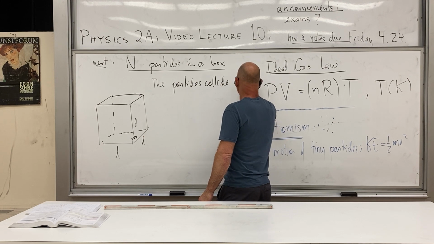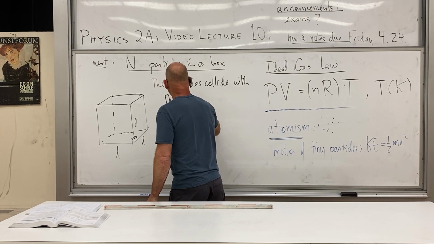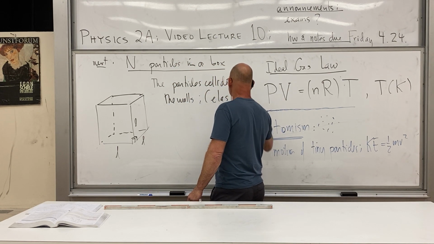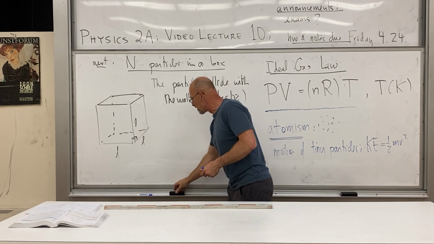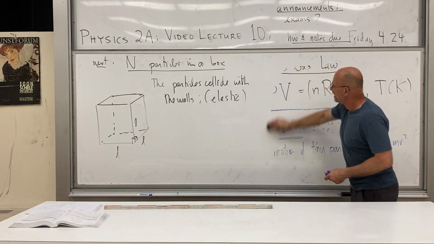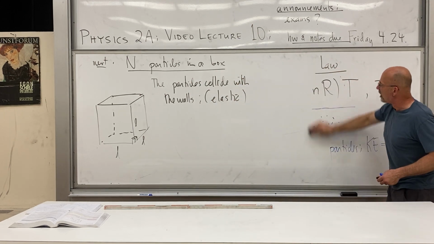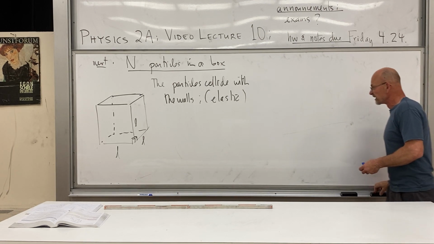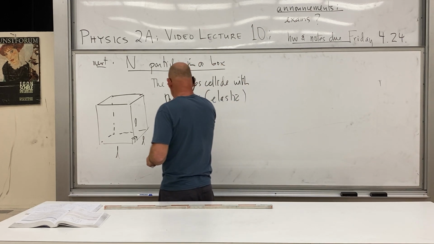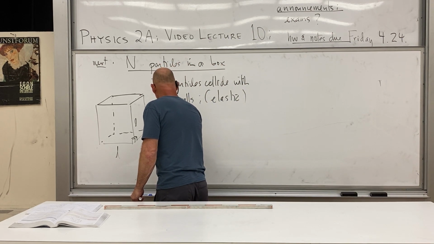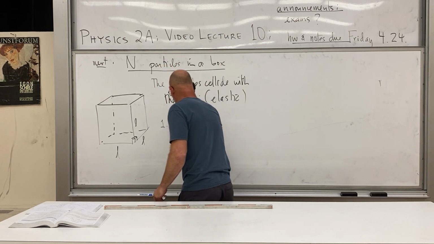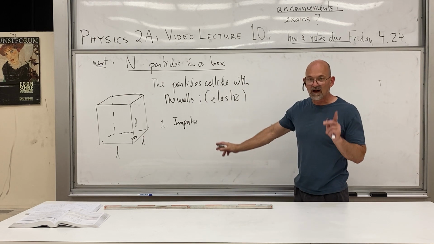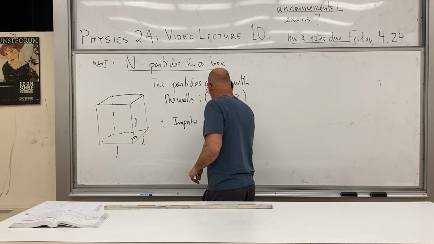Collide with the walls. And we're going to say they are elastic collisions and see what happens. We're just going to follow our ideas. What happens when particles are colliding with the wall? So we have impulse. So remember chapter 6 on collisions, coming back to haunt us.